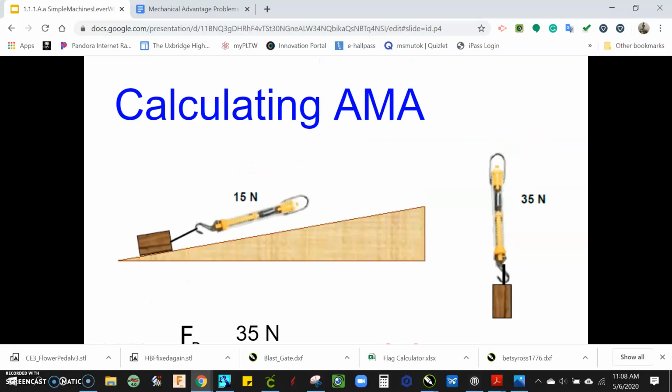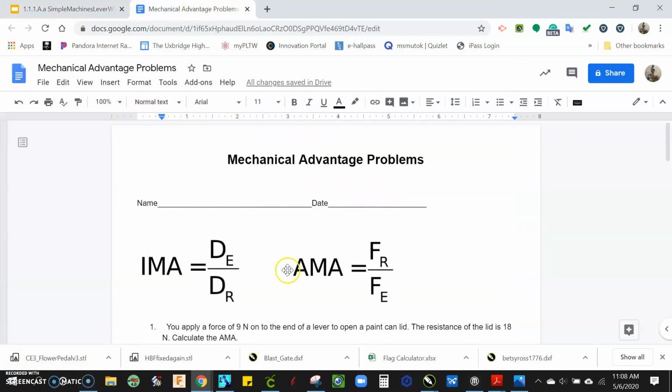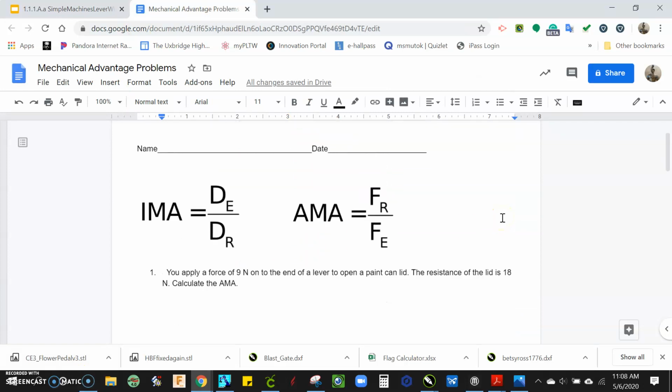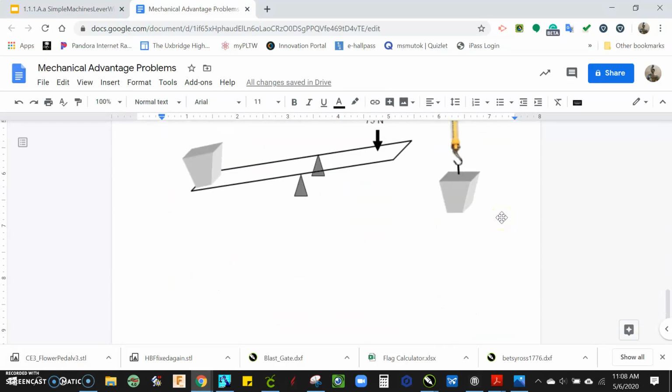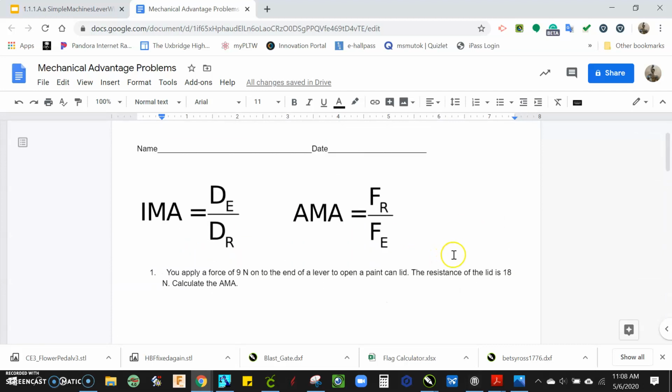Let me see if I'm still recording here. I think I am. So what I'm going to do is give you this mechanical advantage practice problems. I want to say there's only 6 of them. Yep, there's only 6 of them. Again, I put the formulas up here for you. Some of them will require you to find the AMA. Some of them will require you to find the IMA.